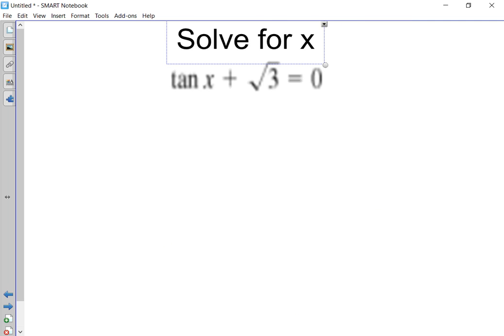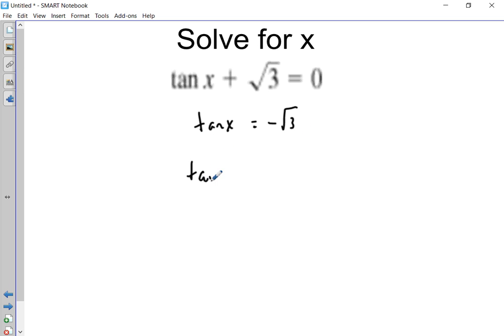Okay, so let's go to the next one. Let's try this. Here's another one. All right, there's this tangent. So we're going to go through the same process. We're going to solve for x, for all the values. To do that, we're going to subtract the square root of 3 from both sides, and then we have tangent of x. We can't divide by tan, that would be bad, but we're going to use the inverse tangent.